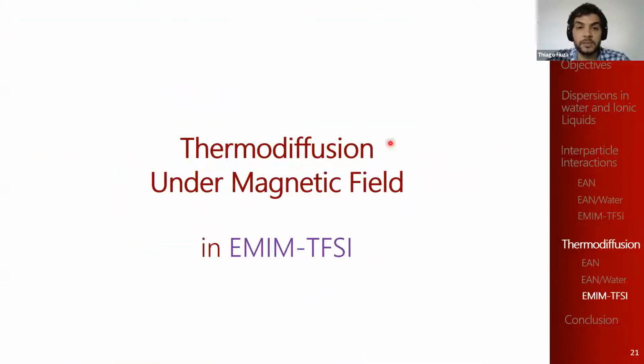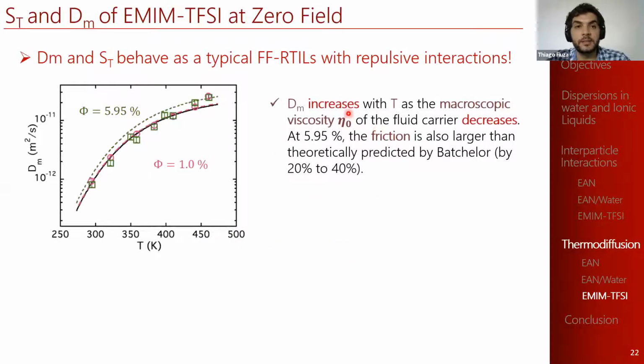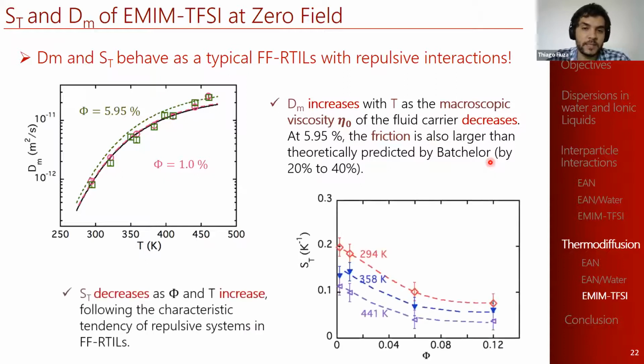So finally, let's talk about the effect of the magnetic field. First, I would like to show you the values for MN-TFSI in zero field. As you can see, the behavior is similar to what we observed before, as the DM increases as a function of T, due to the fact that the viscosity of the solvent reduces as the temperature increases. You can also see that the difference in volume fraction shows that we have a higher friction that deviates from the Batchelor development.